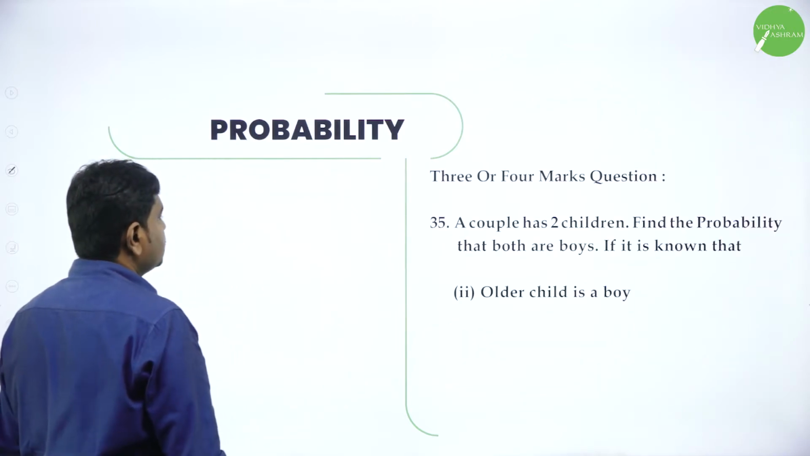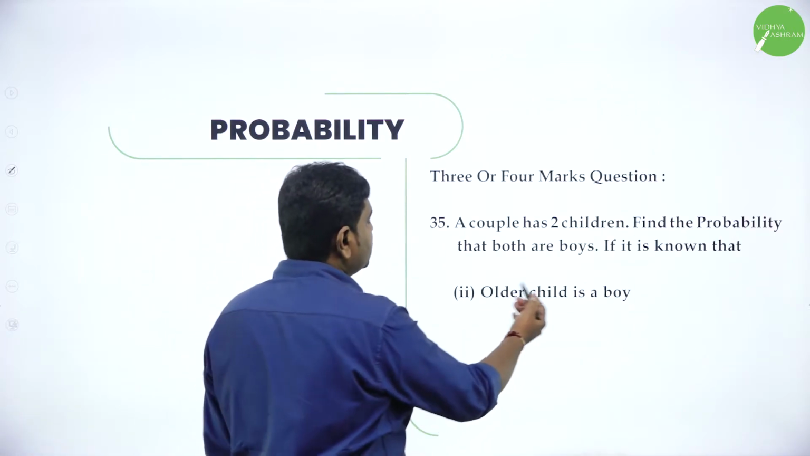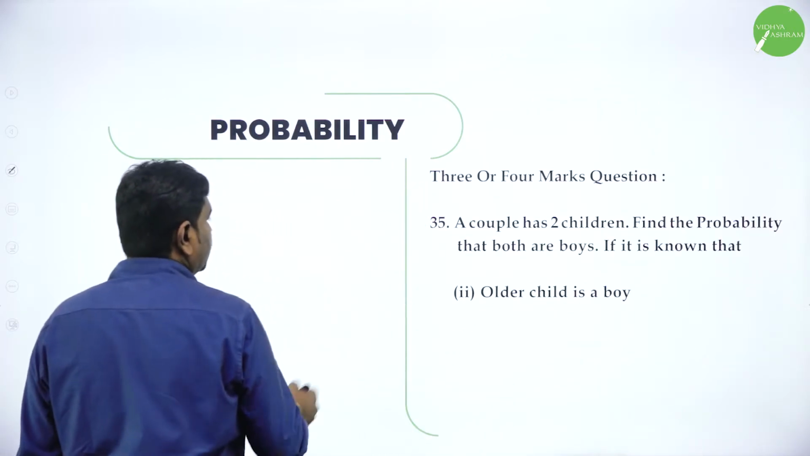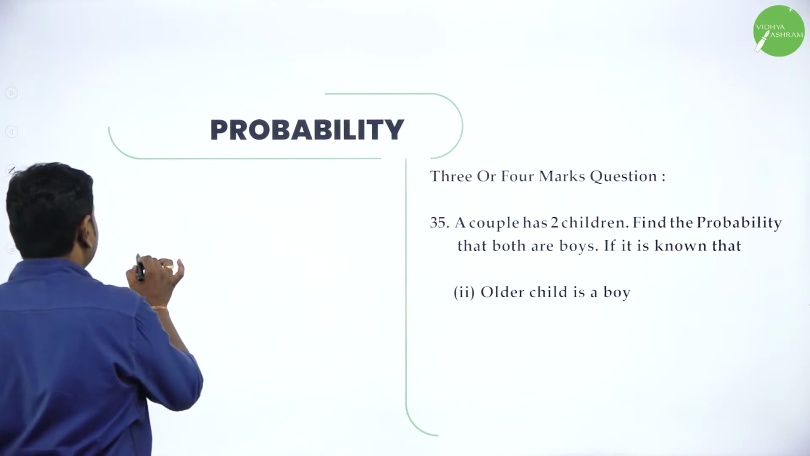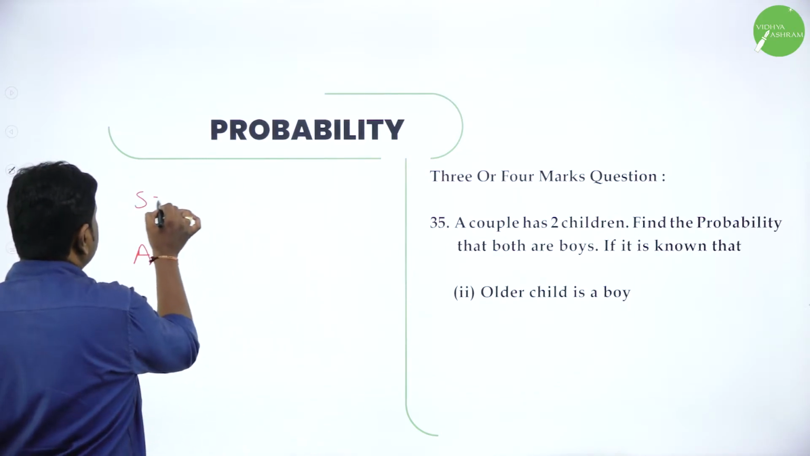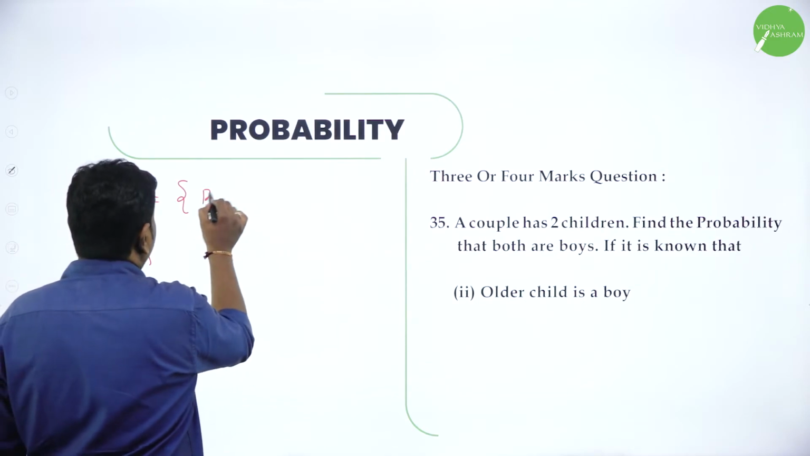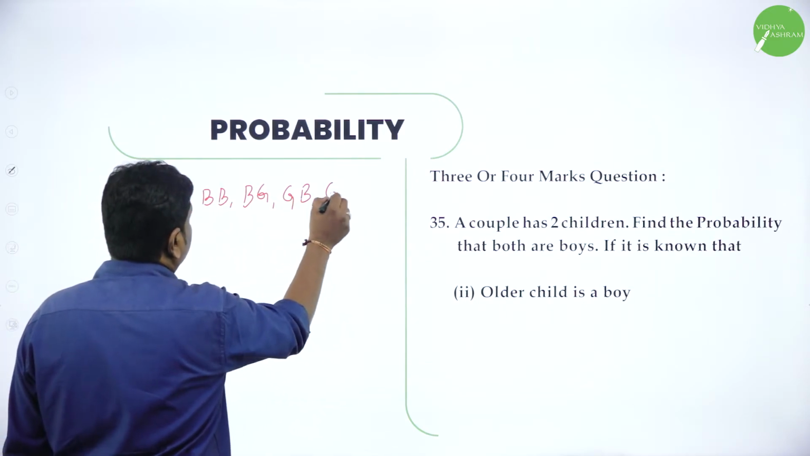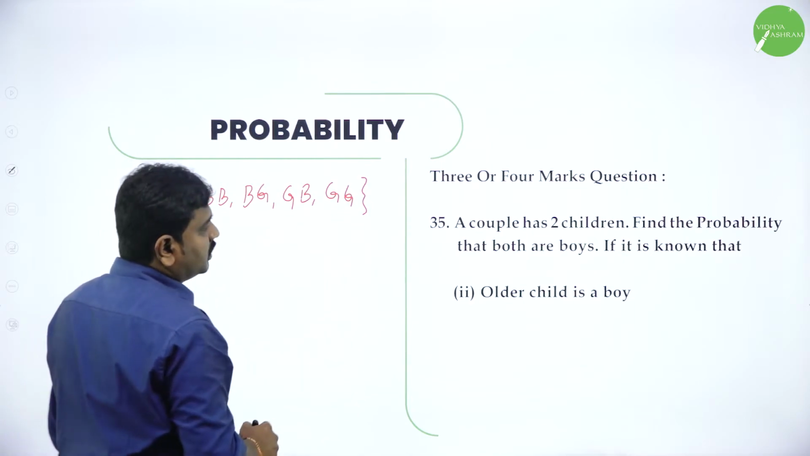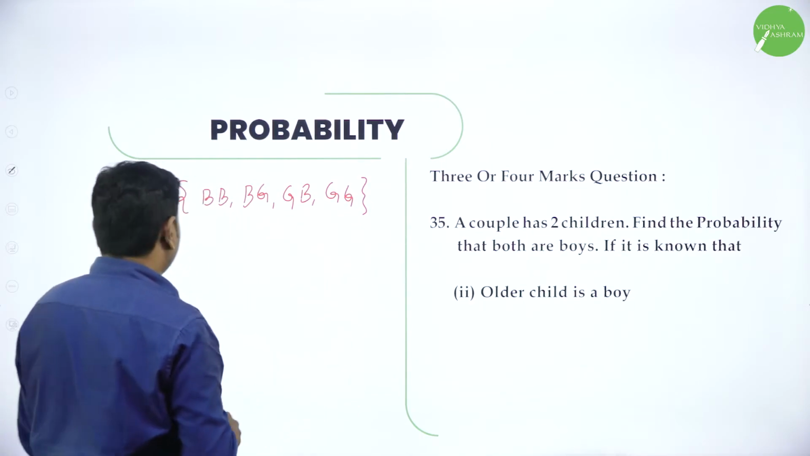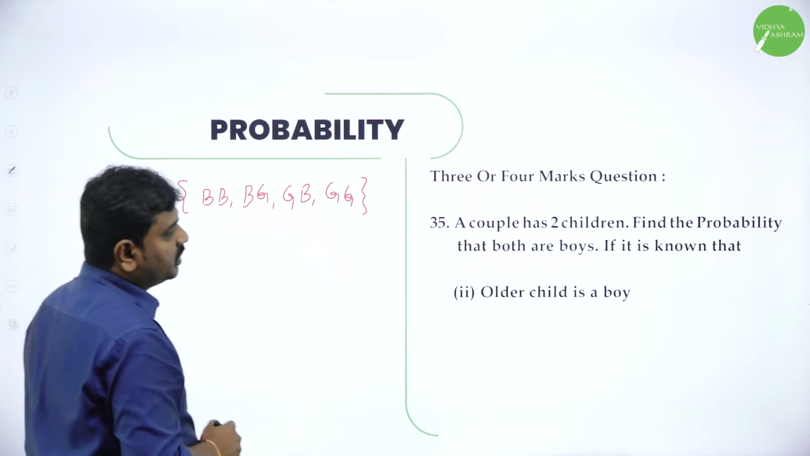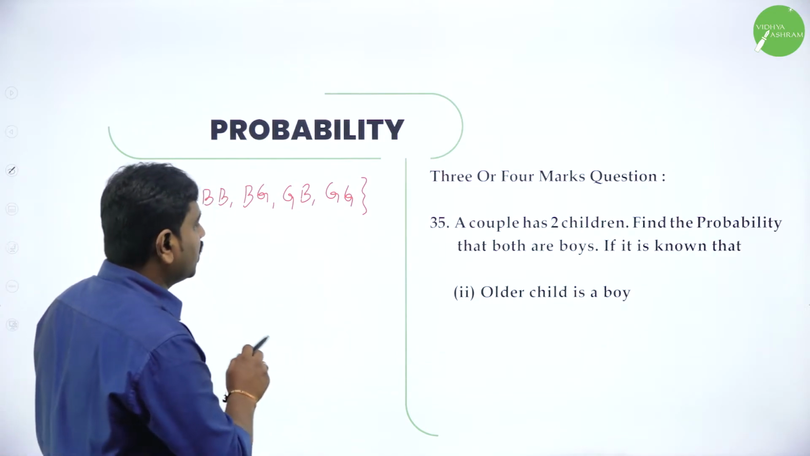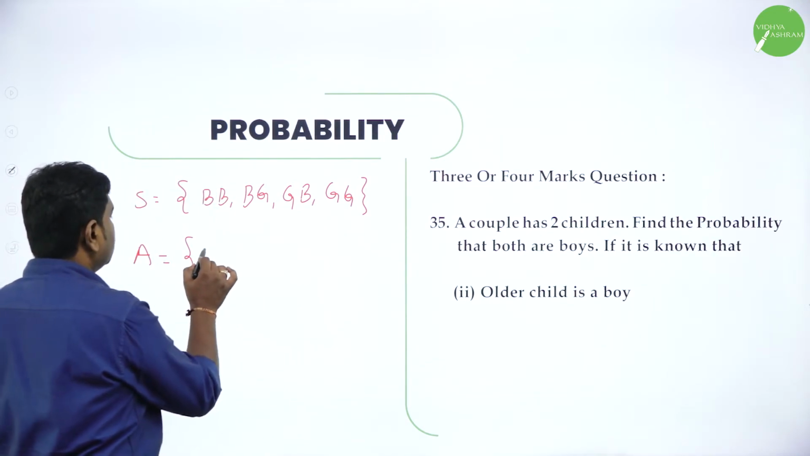The next case is older is boy. It is known that older is boy. See event A, see sample space is same. What is sample space? Boy boy, boy girl, girl boy and girl girl. It is known that older is boy. So event A is what? Find the probability that both are boys. Both are boys means BB.